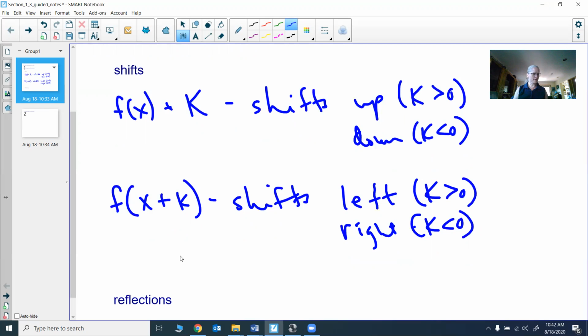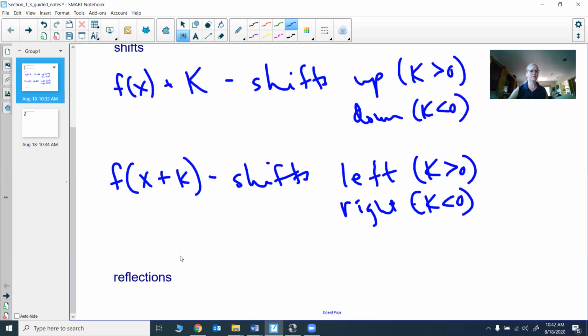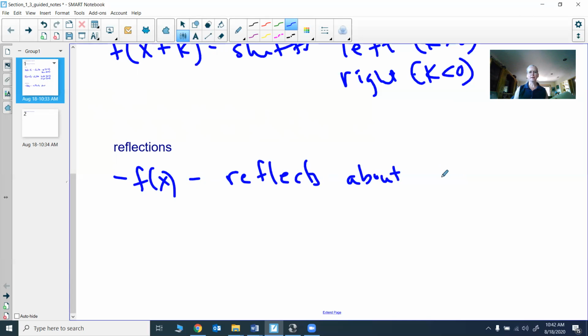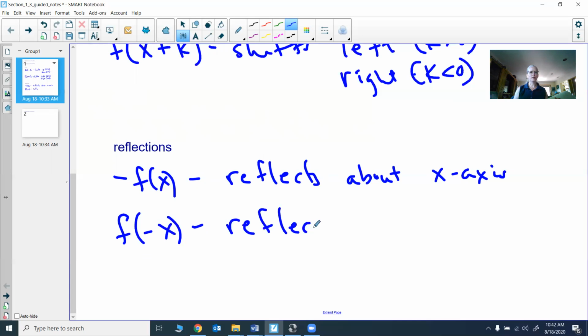We can also have some other transformations that are not shifts. You can have reflections. Reflections would be things like negative f of x, and what this does is it reflects about the x-axis, so it just flips it upside down. You can also have f of negative x, which is going to reflect about the y-axis.